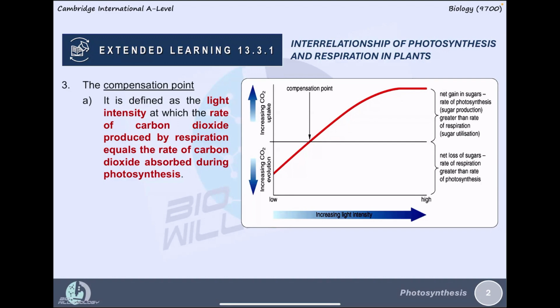However, if there is an increase of CO2 release, this indicates that the rate of respiration is higher than the rate of photosynthesis. There will be a net loss of sugar or photosynthetic product. Because when the rate of respiration is higher, the plant will use up the photosynthetic compounds. So at the compensation point, we know that there is no net gain or loss of photosynthetic product.